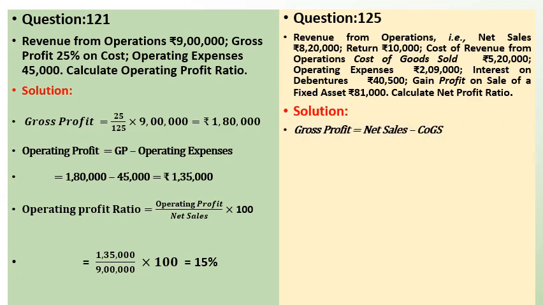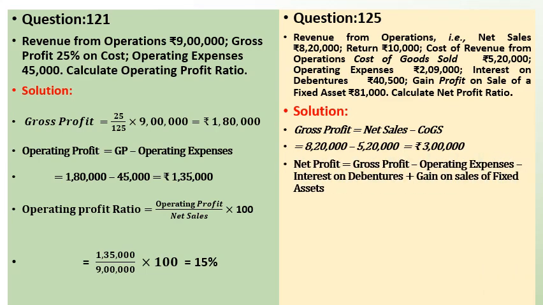Okay, so gross profit is equal to net sale minus cost of goods sold. We calculate over here 3 lakhs by putting the value, direct value is given. So now net profit is equal to gross profit minus operating expenses minus interest on debenture plus gain on sales of fixed assets. Remember, in class 11 net profit is equal to gross profit minus operating expenses minus non-operating expenses plus non-operating income. So this part we are using over here.